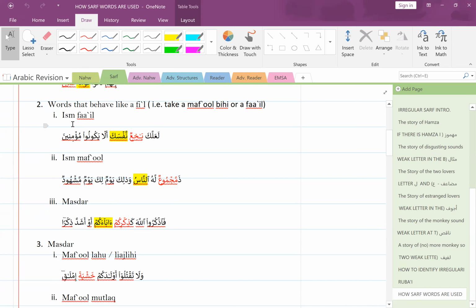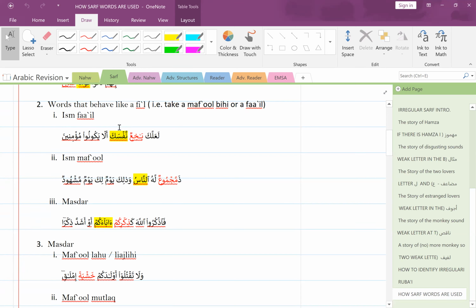So we know that an isim fa'il can take a maf'ul bihi, or it can take a fa'il. For example, here we have لعلك باخع فاعل. We have بخع, and then the isim fa'il is باخع. That is the isim fa'il. And then what comes after it, we can see it is nasab, nafsaka.